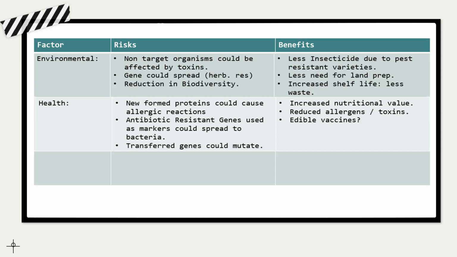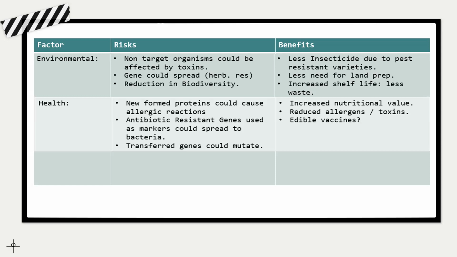Potentially the risk of antibiotic resistant genes, which have been used as markers, could then spread into bacteria, and we could end up with issues around the superbugs and things like that we've spoken about before. Those transferred genes could potentially mutate quicker. Again, we don't know. It's uncharted territory, some of this.